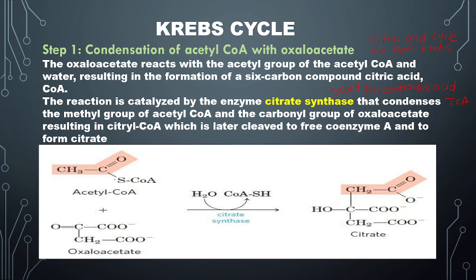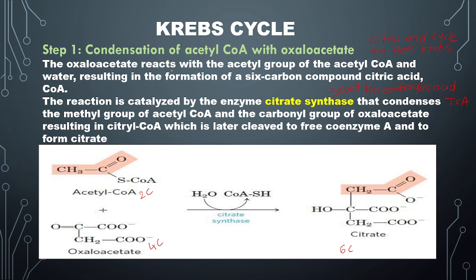Acetyl coenzyme A formed in the linked reaction or intermediate reaction combines with oxaloacetic acid in the presence of enzyme citrate synthase and also involves one molecule of water and forms citric acid or citrate. Here, acetyl coenzyme A is a 2-carbon compound and oxaloacetate is a 4-carbon compound. Both combine to form 6-carbon compound citric acid.